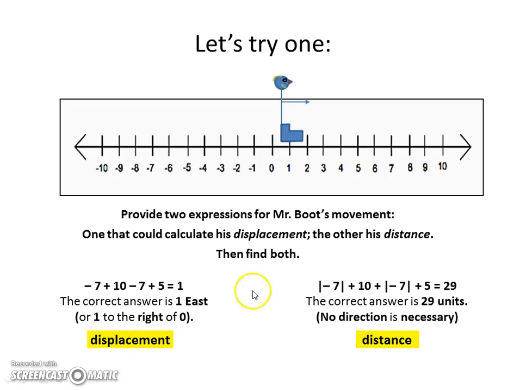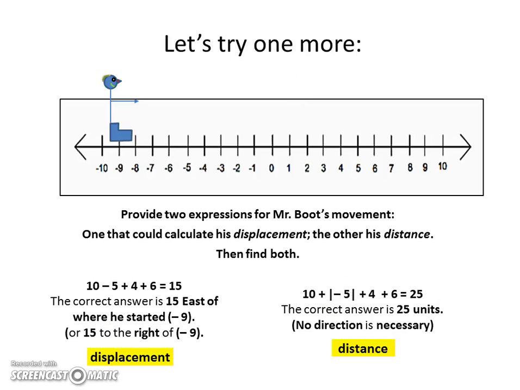That's his displacement. Now, if we put all the negative terms into absolute value, and then we add them, negative 7 becomes positive 7, plus 10, plus another negative 7 turns into positive 7, plus 5. If we add all those positive numbers together, we get 29. Notice direction isn't necessary here. We're just talking about how much he actually moved. That's what distance is. So in reality, what we're saying here, guys, is absolute value, as we said in another video, is really just another term for distance. That's how we can find distance.